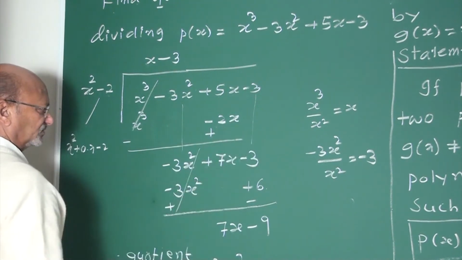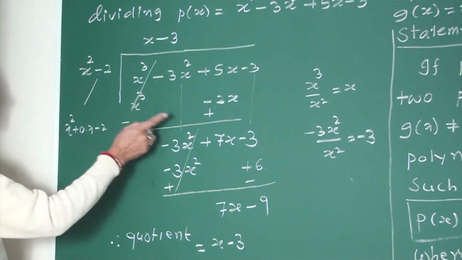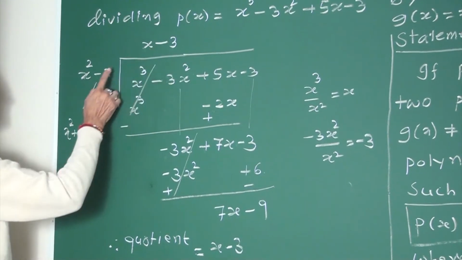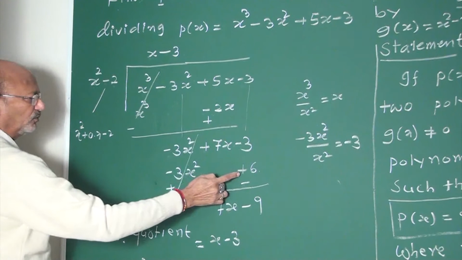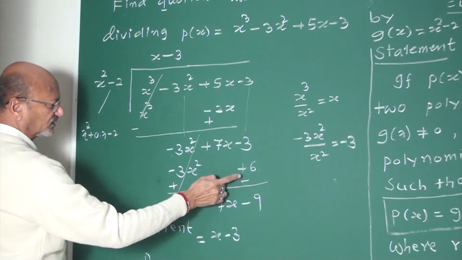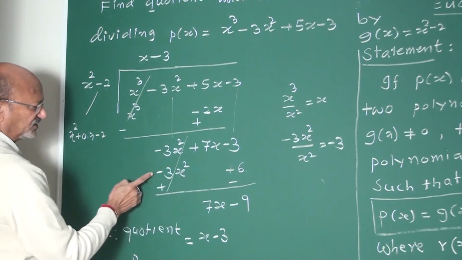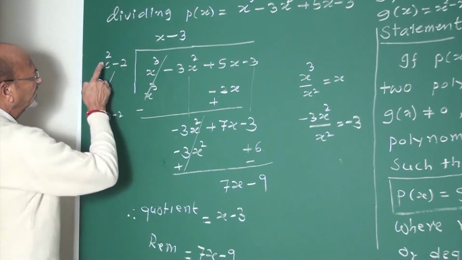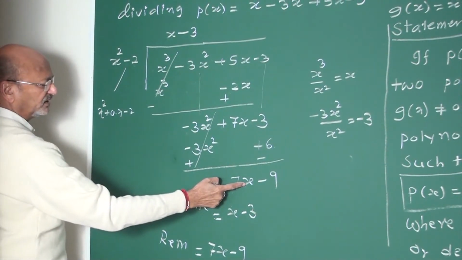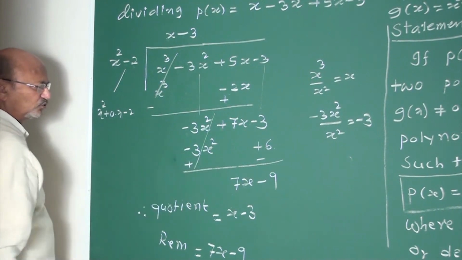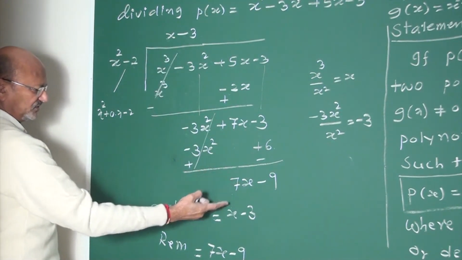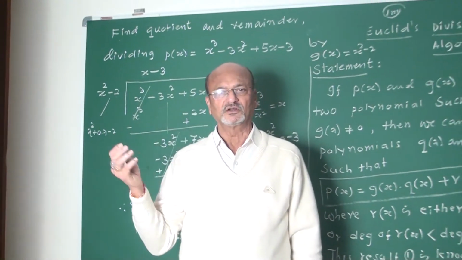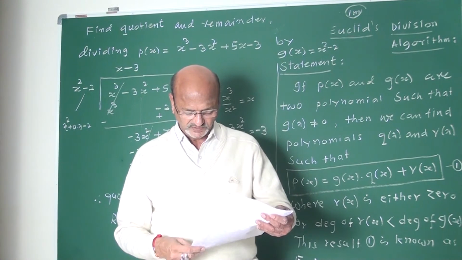Bring down, my friend. Minus 3x square, you have to divide by x square, minus 3. Write it. Minus 3 into x square, minus 3x square, minus 3 into minus 2, plus 6, that you must write below the constant term. Sign change, cancellation, bring down minus 3, minus 9. What is the degree of this polynomial? 1. What is the degree of this divisor? 2. If the degree of the remainder is less than the degree of the divisor, the division stops. So this is the quotient, this is the remainder. This is the method of division in the case of polynomials.